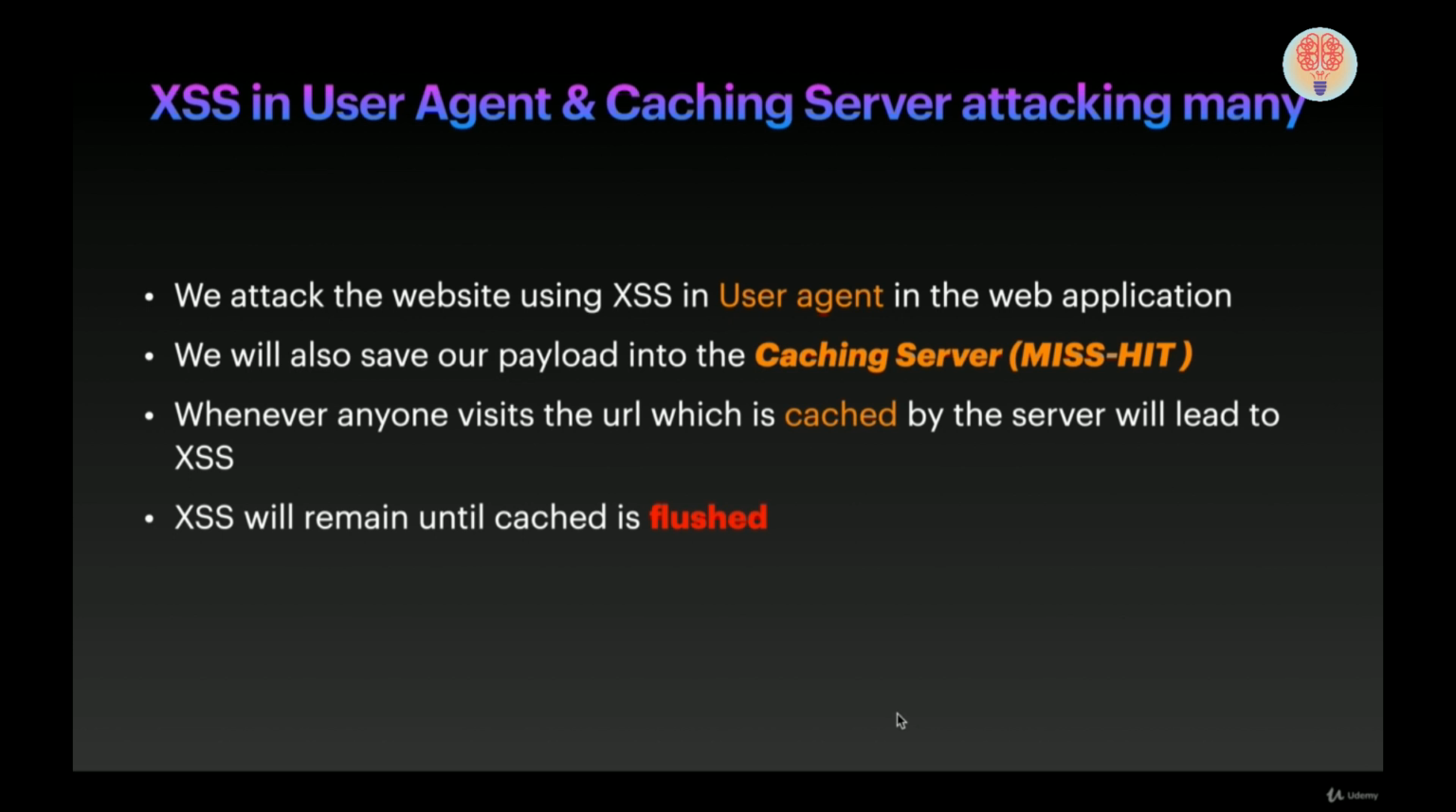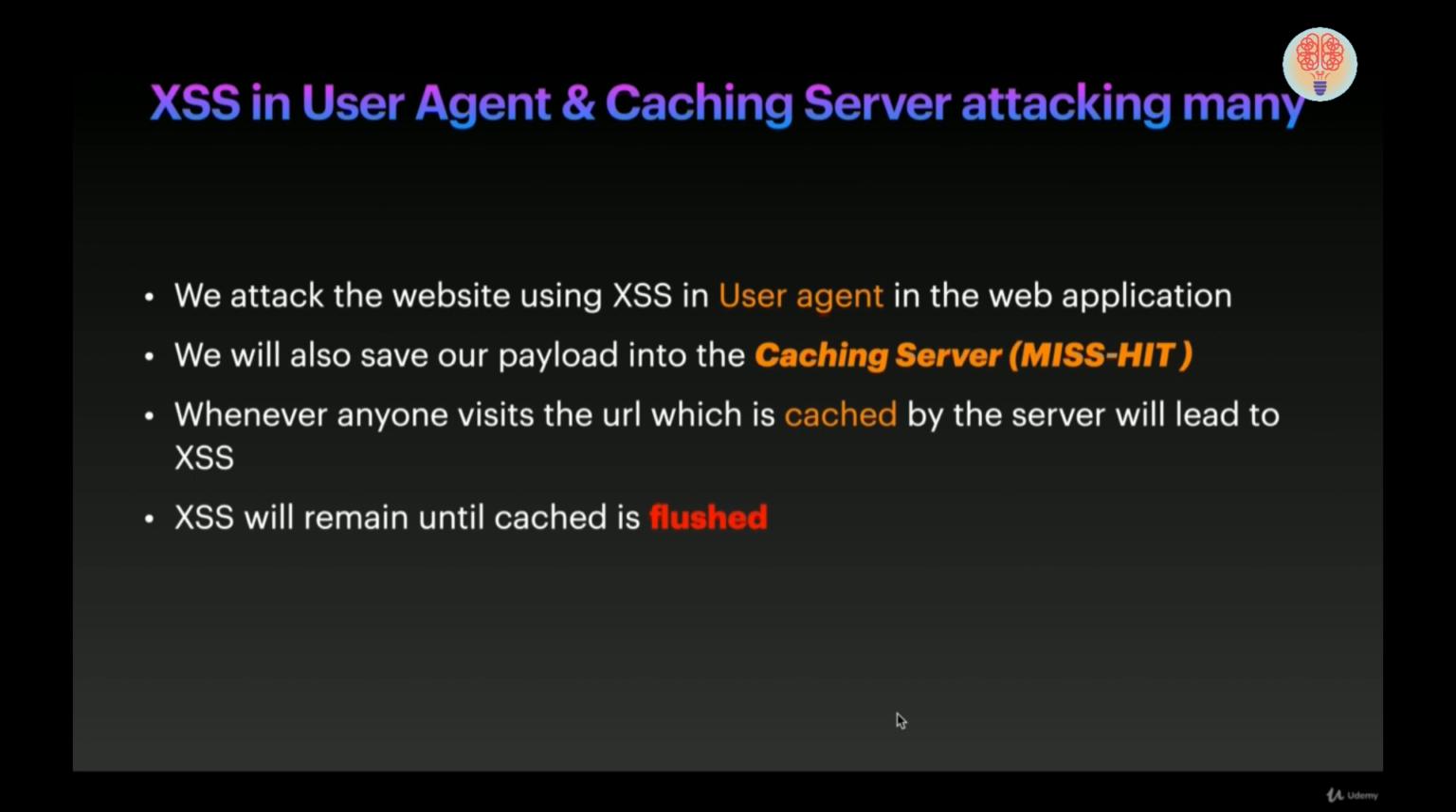Hello everyone. So in this video, we are going to see how we can perform XSS in the user agent and also save our payload into the caching server, attacking many people at one time. Basically, we are going to perform an XSS attack in the user agent and make the caching server save it into the cache. So anyone who visits that particular URL will automatically get attacked by our attack vector until the cache is flushed.